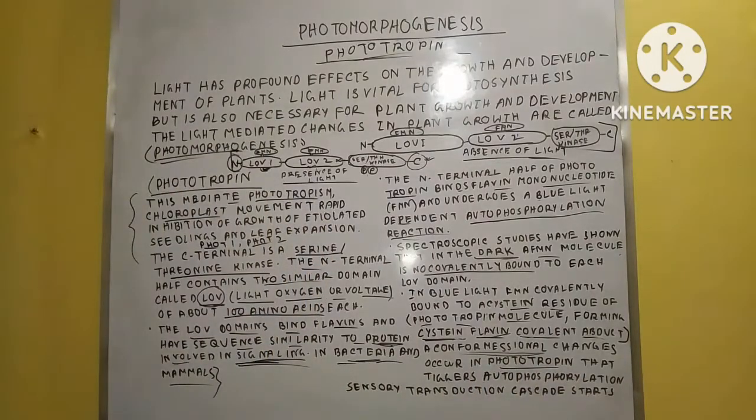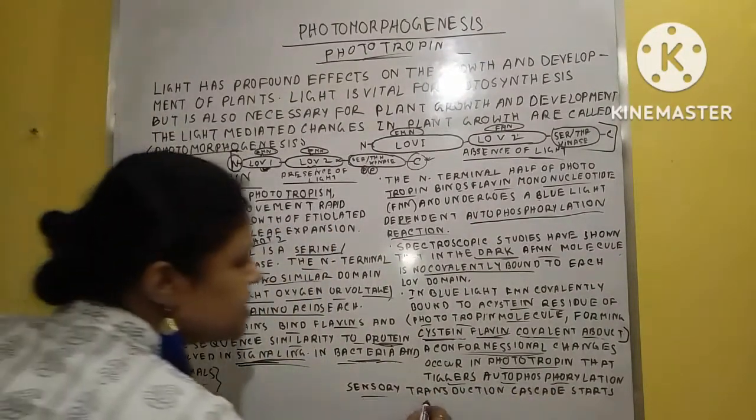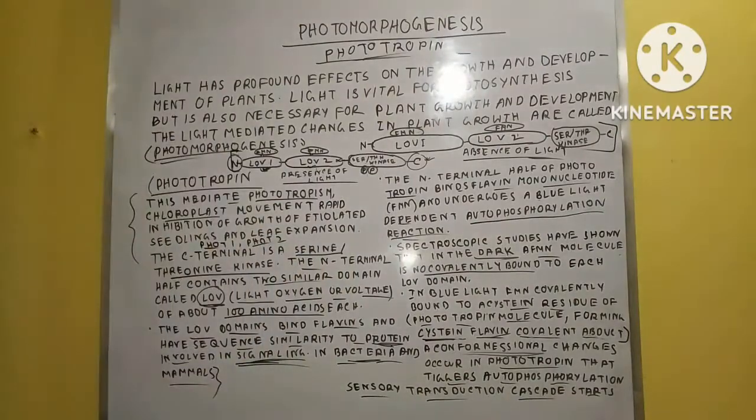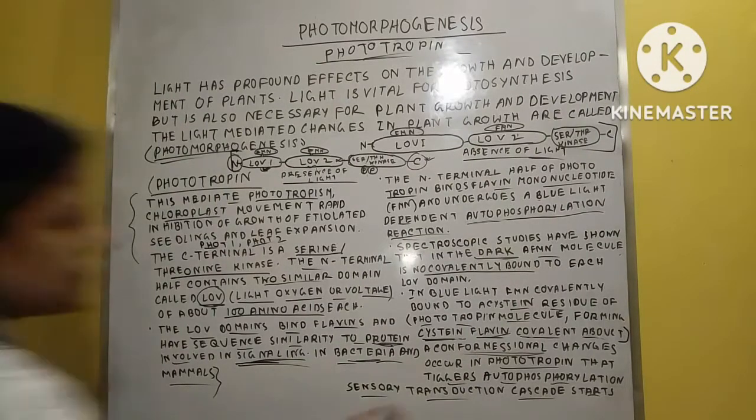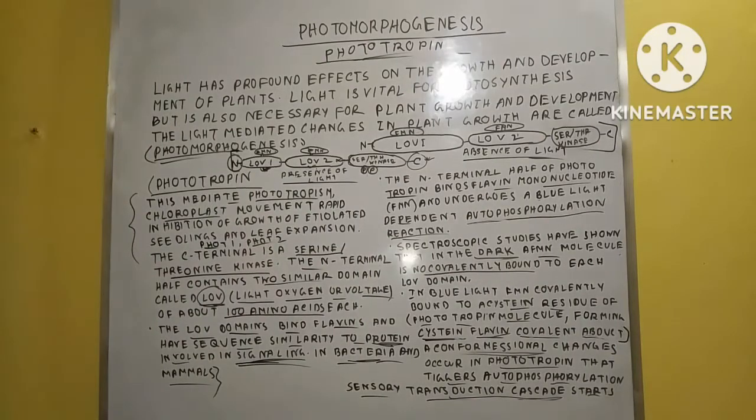And what happens with the conformational change? It triggers the autophosphorylation, and a sensory transduction cascade starts. That means when the complex is formed, autophosphorylation happens in the phototropin, and as the autophosphorylation reaction occurs, the signal transduction cascade, or sensory transduction cascade, starts.